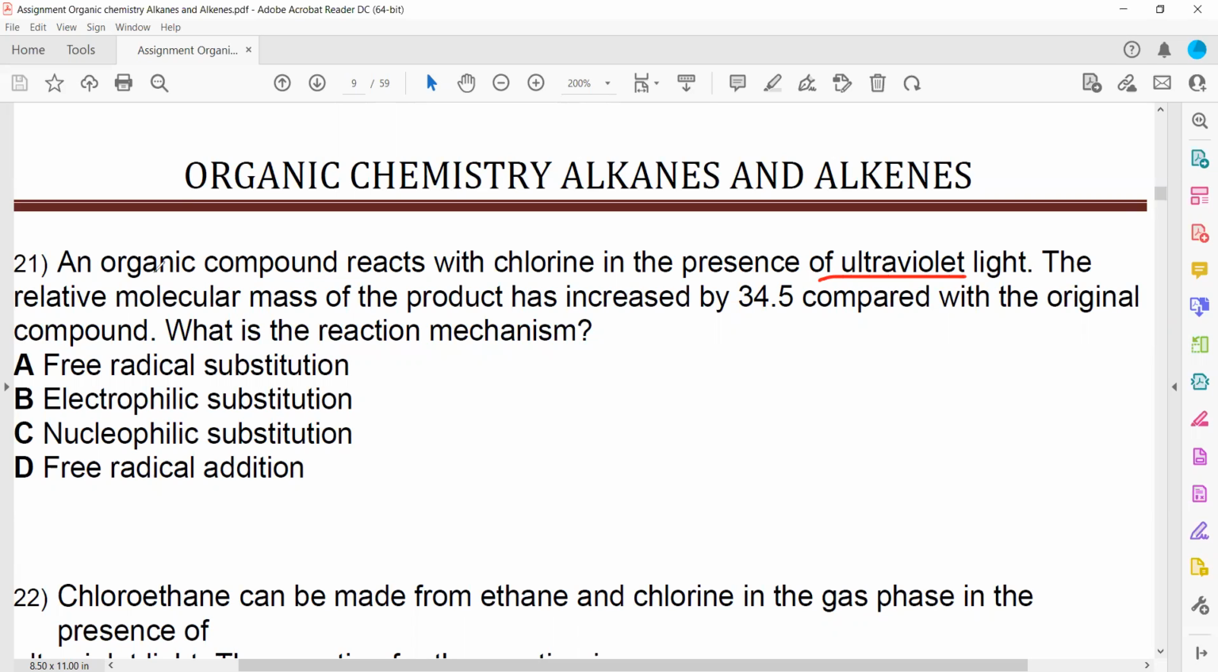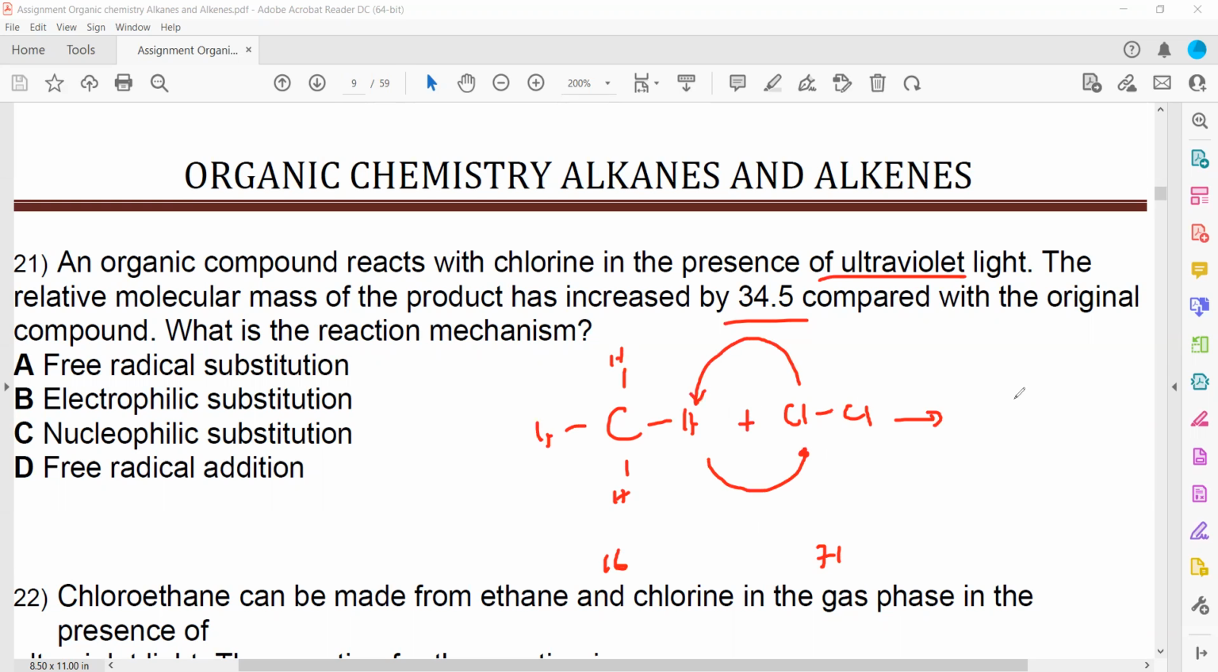But in the question, an organic compound reacts with chlorine in the presence of UV. The relative mass of a product has increased by 34.5 compared with the original. Why does the mass increase? For example, if I give an example, we have methane and it reacted with chlorine. Methane carbon is 12 and 4 hydrogen, so total 16. And chlorine, 35.5 times 2, so this is 71. When one chlorine enters, one hydrogen leaves.